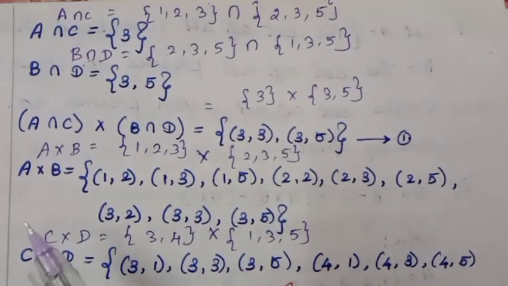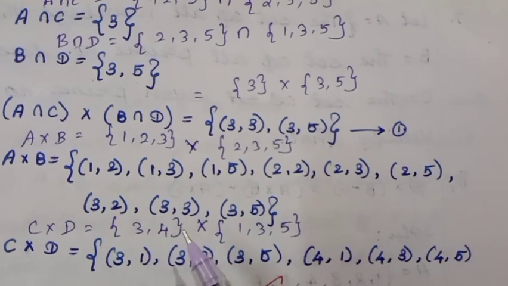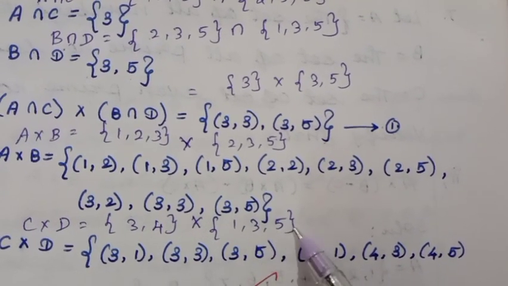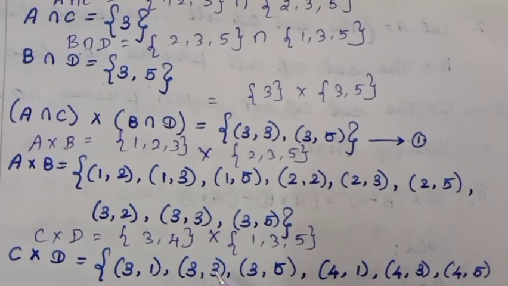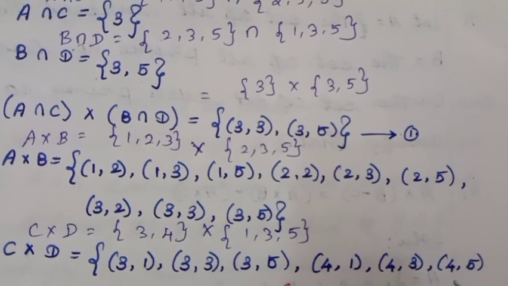Next, you have to find this C cross D. C set value 3, 4. D set value 1, 3, 5. Now you have to make a cross product. So that is 3, 1, 3, 3, 3, 5, 4, 1, 4, 3, 4, 5.